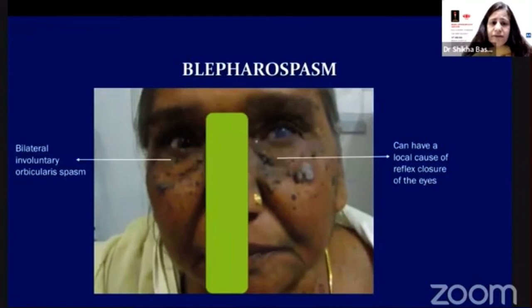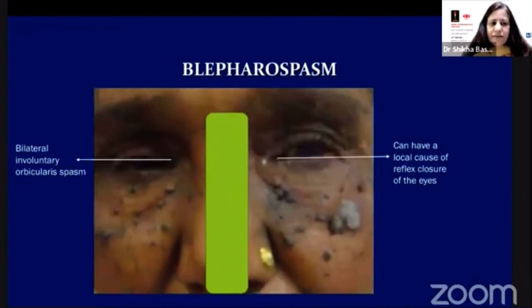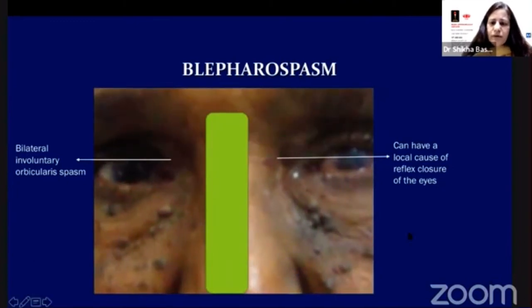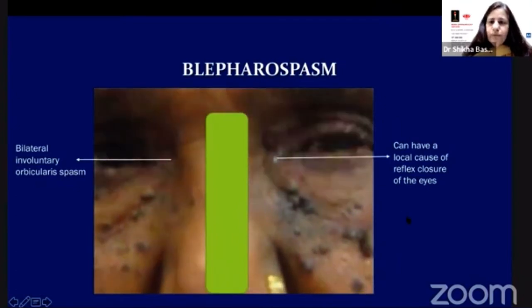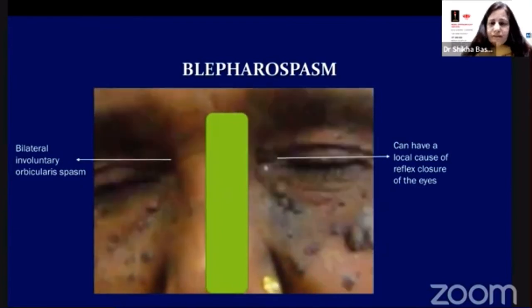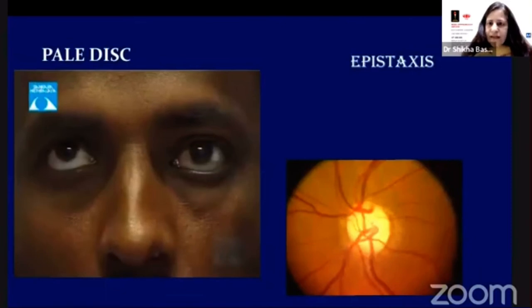In contrast, this lady has bilateral blepharospasm. There is involuntary contraction of the orbicularis, and it can be because of a local cause. As you can see, her cornea is chronically irritated. The neuroimaging is not as important as in the case of hemifacial spasm. So with that, I think this is my last case.